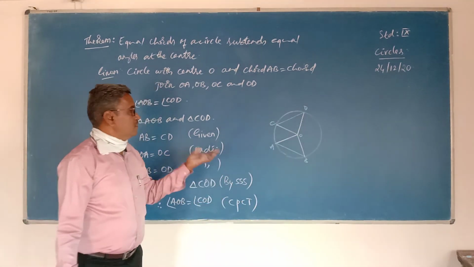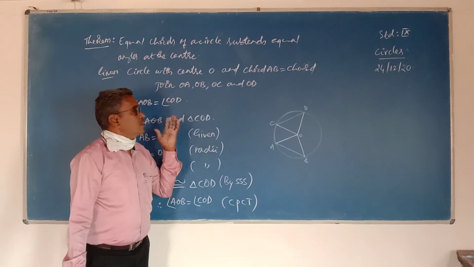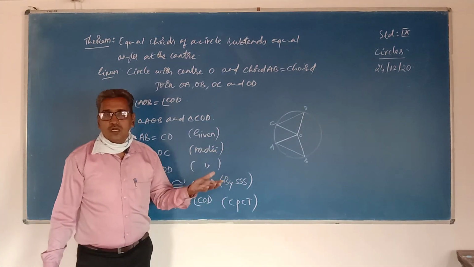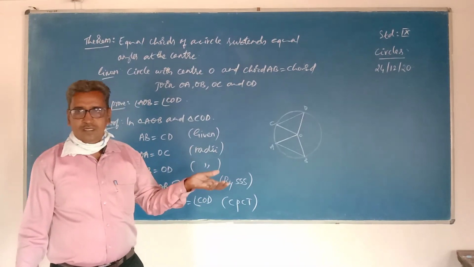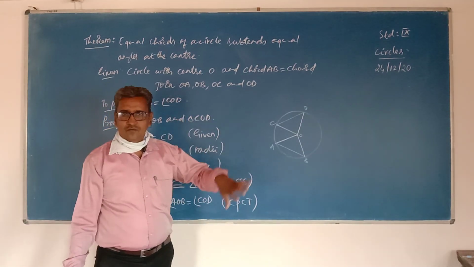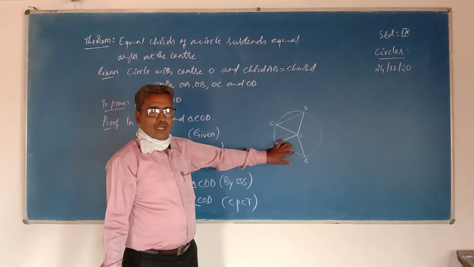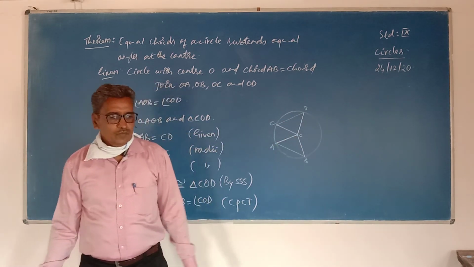Okay, these are the terms related to the circle and properties of a chord subtending an angle at the center and at the circumference. Equal chords subtend equal angles at the center. Okay, thank you.